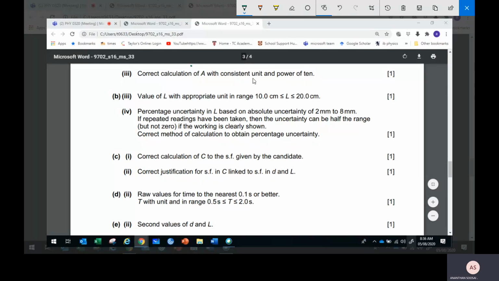Correct calculation A and consistent unit and power of 10. If you put millimeter square, you can put it in a scientific standard notation if you want. If you don't want to put, good. But it's a good practice to write in standard form, right? You got 0.0055, you write 5.5 times 10 to the power of -3 standard form. That's a good practice for science. Big number we can squeeze into little digits.